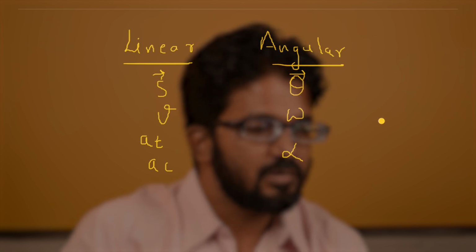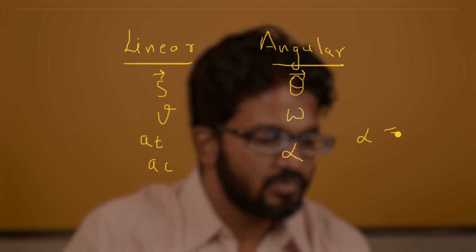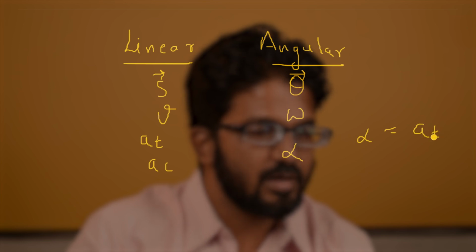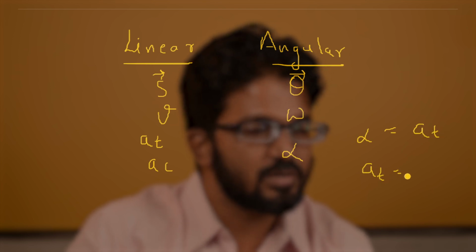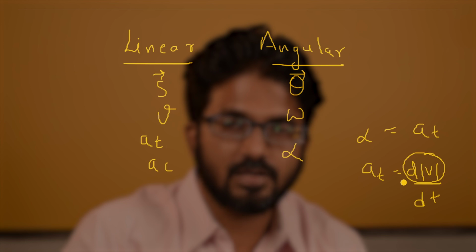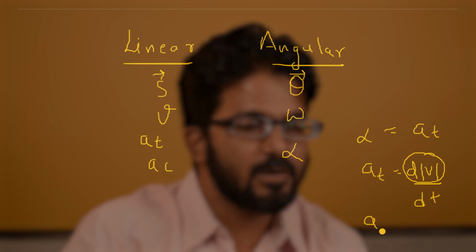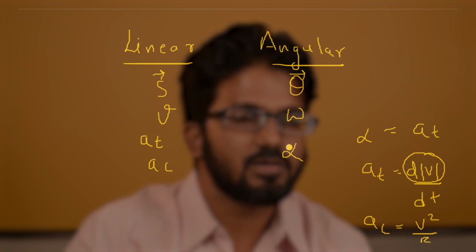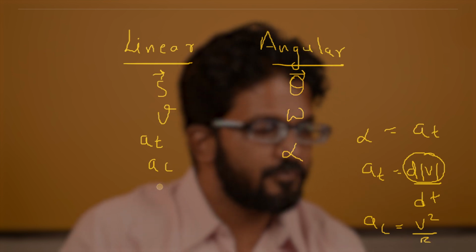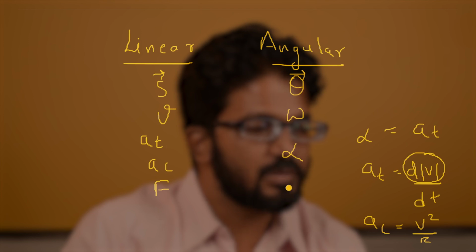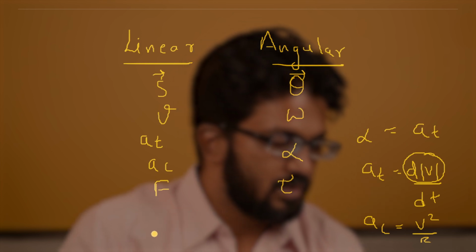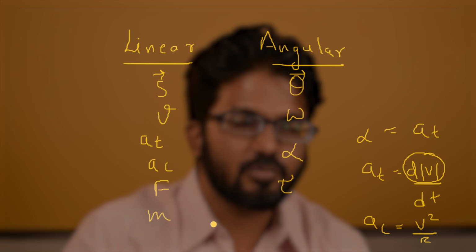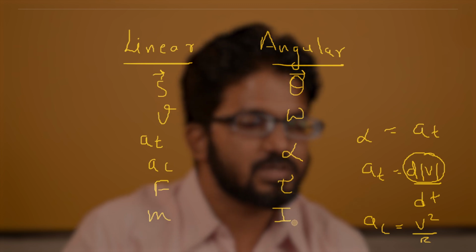However, this alpha is related to the A tangential component, and A tangential is only related to the rate of change of velocity with respect to time. Note here, it is only the magnitude of the velocity that is responsible for the tangential acceleration. However, for the centripetal acceleration, we have the formula v squared by r, where r is the radius of the curve. The force counterpart for the angular component would be torque, and the mass counterpart would be moment of inertia.